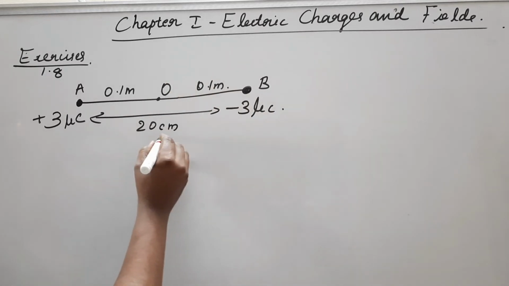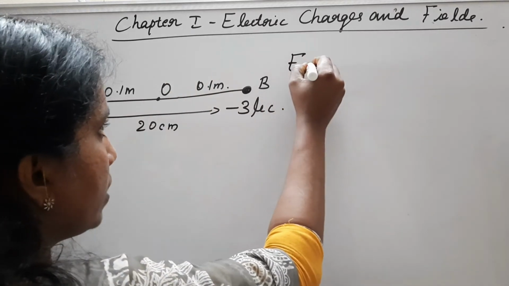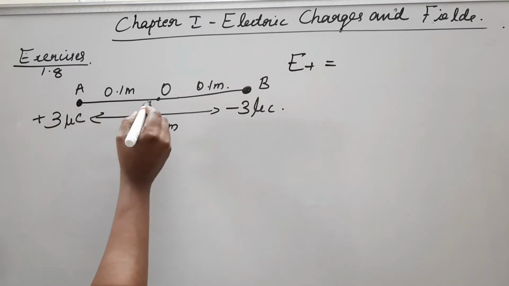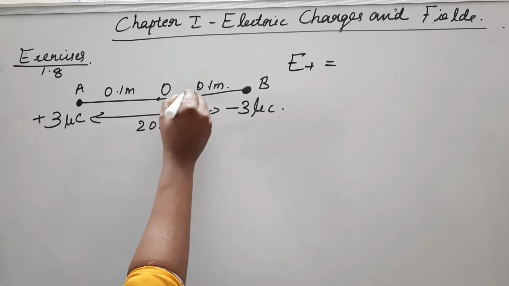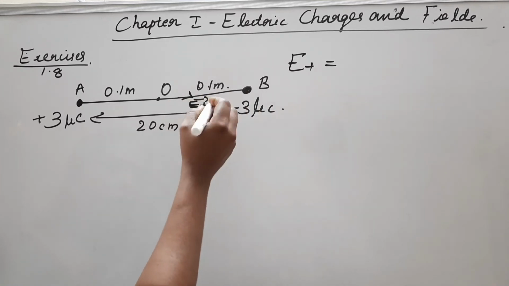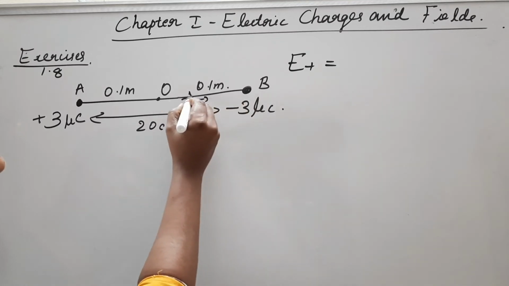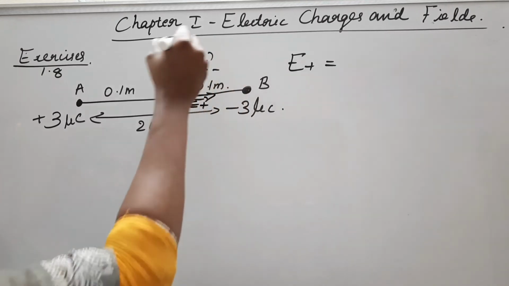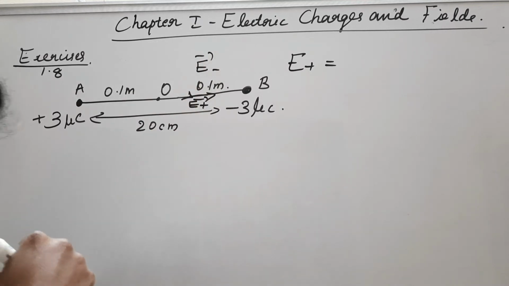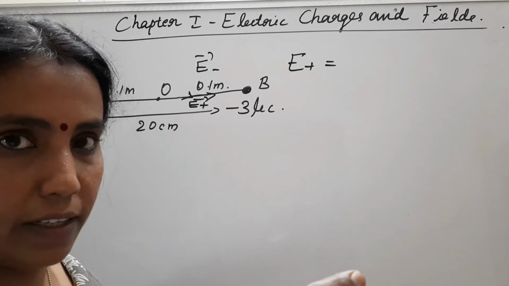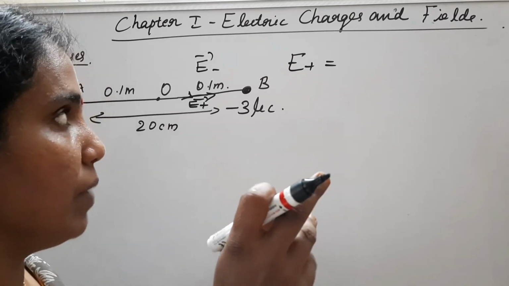So first let's find E plus. What is the direction of E plus? Since it is positive charge, it will be in this direction. E plus will be in this direction, and E minus will be towards the negative charge, so that also will be in the same direction. So both E plus and E minus are in the same direction. So it's enough to find their magnitudes and just add them, because since they are in the same direction, they will get added.